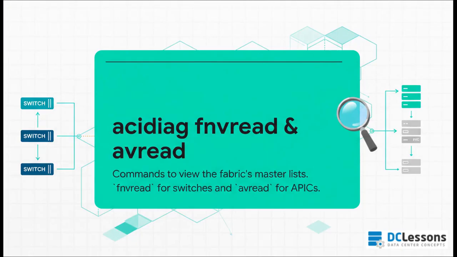Okay, let's dig a little deeper with something called vectors. Think of a vector as the fabric's master inventory list. Every single device in the fabric has to have an identical copy of this list. fnvread lets you look at the list for all your switches, the fabric node vector. And avread lets you see the list for your APICs, the appliance vector. These commands are how you make sure everyone agrees on who's in the club.